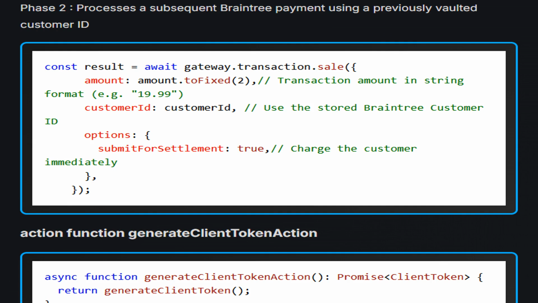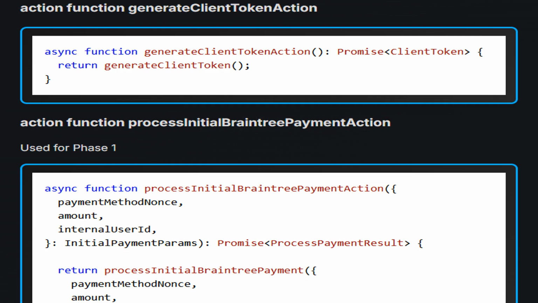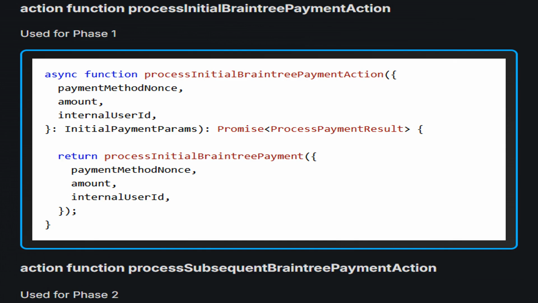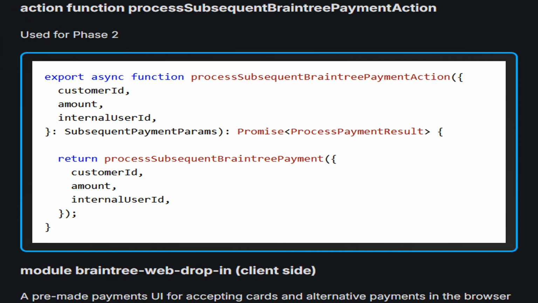This function processes subsequent payments using a stored Braintree customer ID without the need for user input of payment details again. The generate client token action function is an asynchronous function facilitating client token generation for secure transaction initialization. The process initial Braintree payment action handles the initial payment submission process, capturing necessary payment data and user IDs. This action function processes subsequent payments using previously stored customer information, streamlining the user experience.